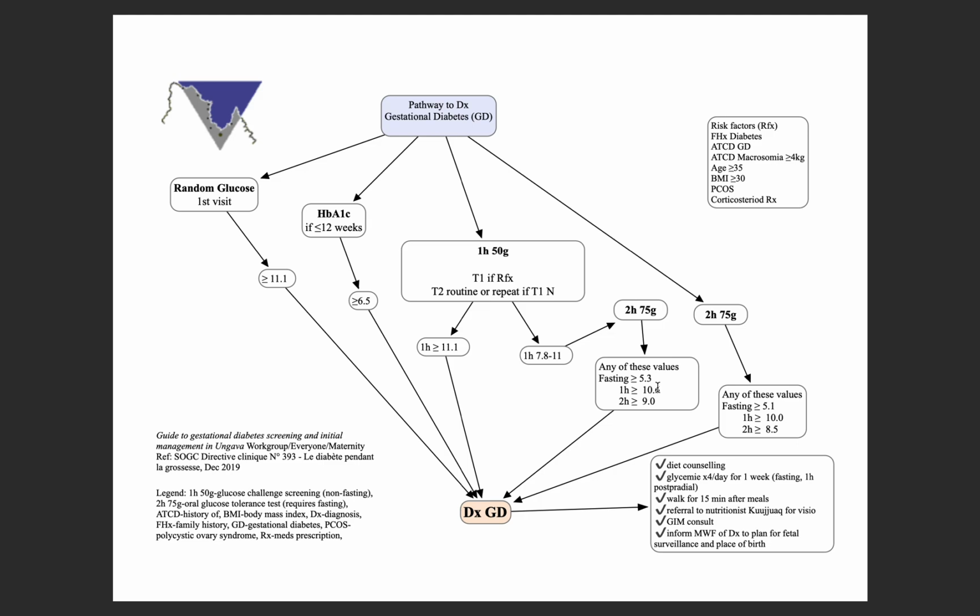We ask her to drink the drink, and from the time that the drink touches her lips, 1 hour later, we draw her blood, and again at 2 hours. And we want to see that it's under 10.6 and under 9.0.